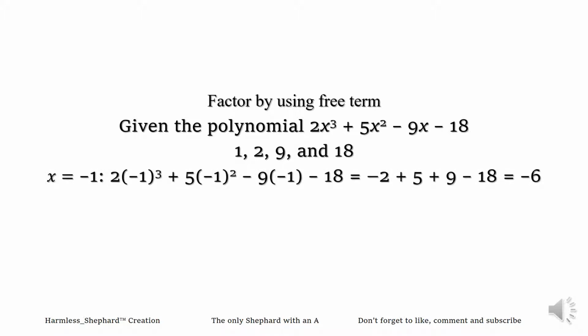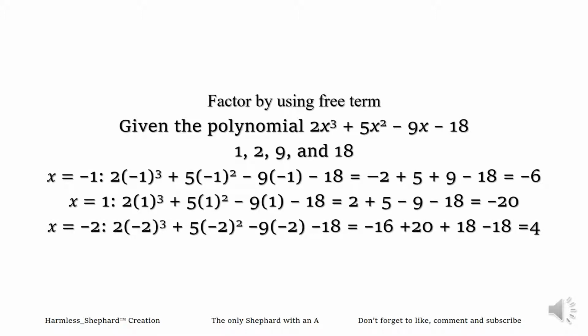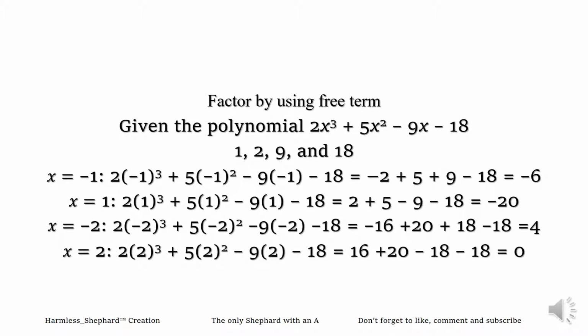Minus 1 doesn't satisfy the equation, we get 6. You're supposed to get 0. Using plus 1 gives us minus 20, which we are not satisfied with. Using minus 2 gives us 4. No. We use 2. Wow, 2 gives us 0.